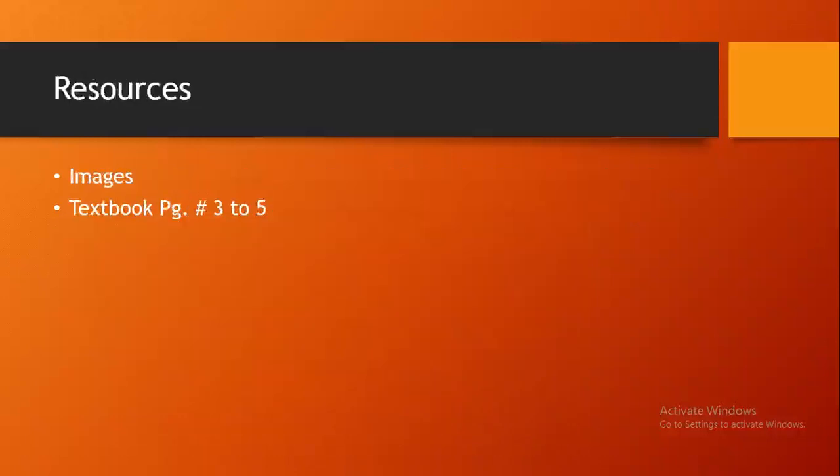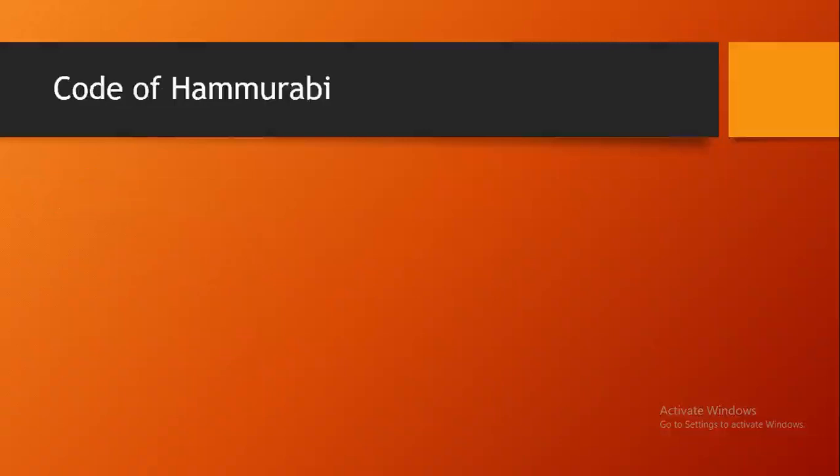So the resources are the images again, and there is a textbook, page numbers 3 to 5. So we're going to cover the area of the textbook from page number 3 to 5. Now, the first thing we're going to do is the Code of Hammurabi. Code means rules, and Hammurabi is the name of a ruler of Mesopotamia, especially of their capital, Babylon.